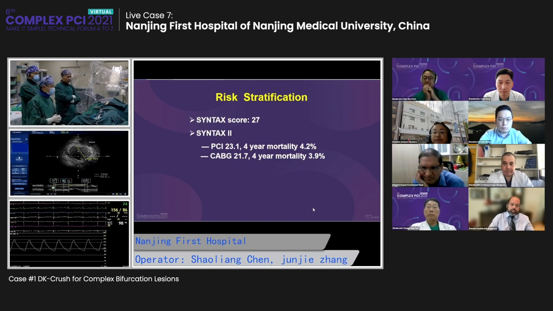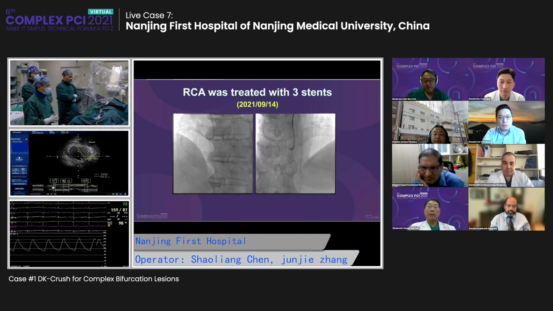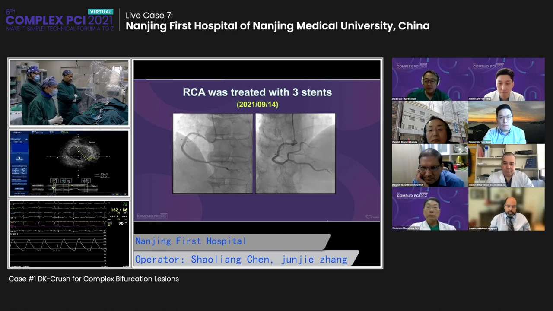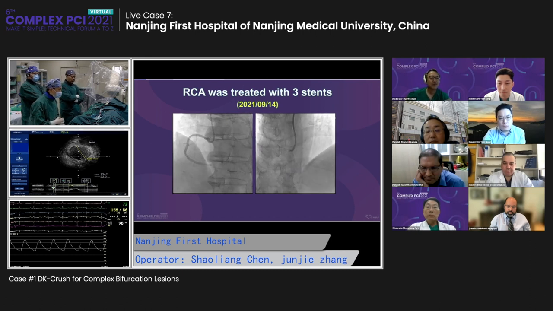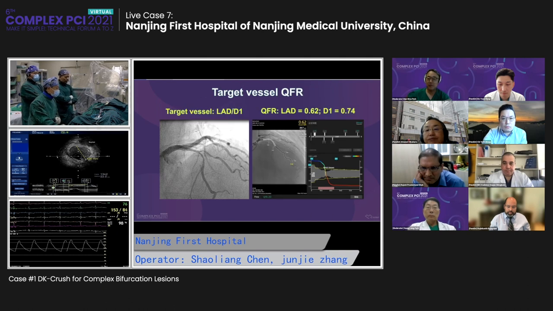We stratified the patient and calculated the SYNTAX score of 27. The SYNTAX II score for PCI is 26, with a 4-year mortality of 4.2%. For CABG, the SYNTAX II score is 21 and the 4-year mortality is 3.9%. We did the PCI for the right coronary artery, putting 3 stents from the proximal RCA to the proximal PD.